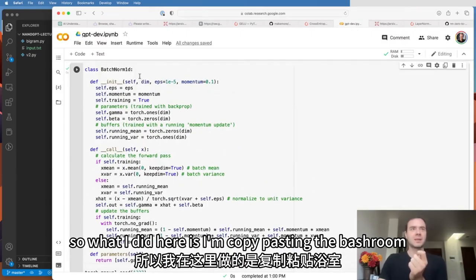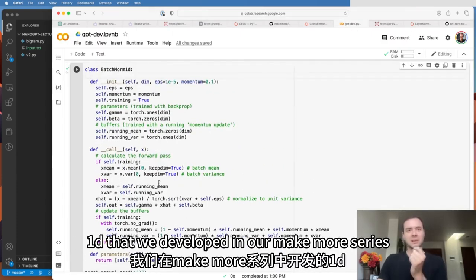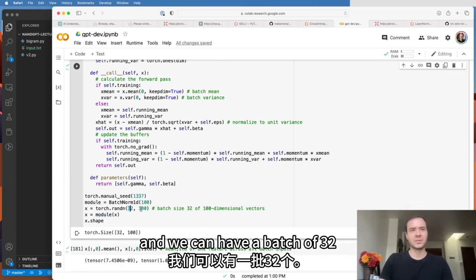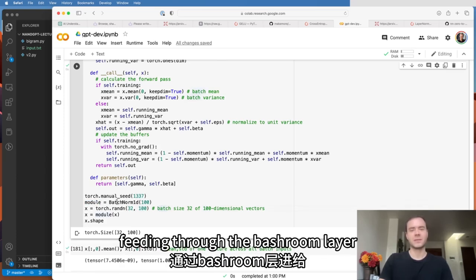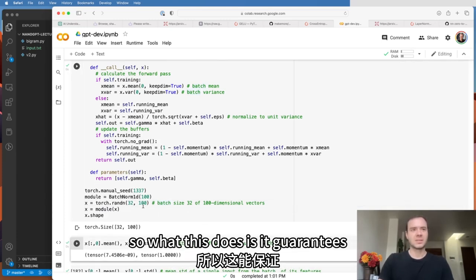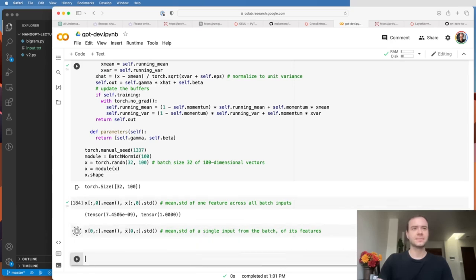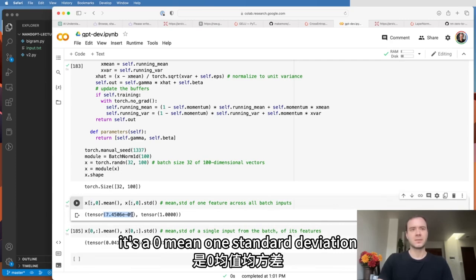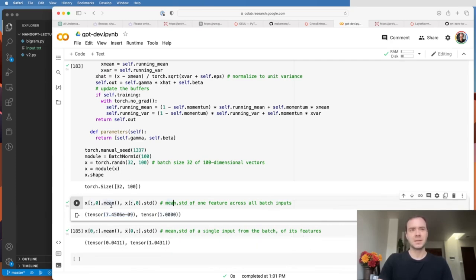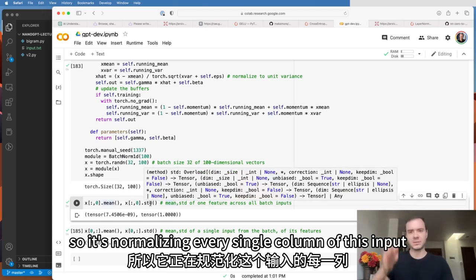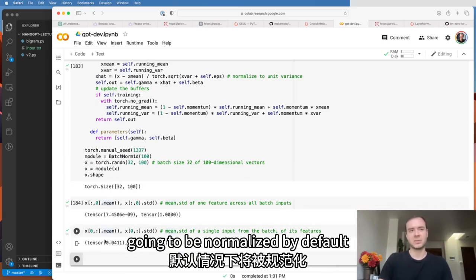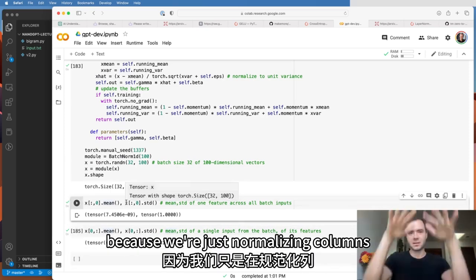So what I did here is I'm copy pasting the BatchNorm1d that we developed in our Make More series. And see here we can initialize, for example, this module, and we can have a batch of 32 100-dimensional vectors feeding through the batch norm layer. So what this does is it guarantees that when we look at just the 0th column, it's a 0 mean, 1 standard deviation. So it's normalizing every single column of this input. Now the rows are not going to be normalized by default because we're just normalizing columns.